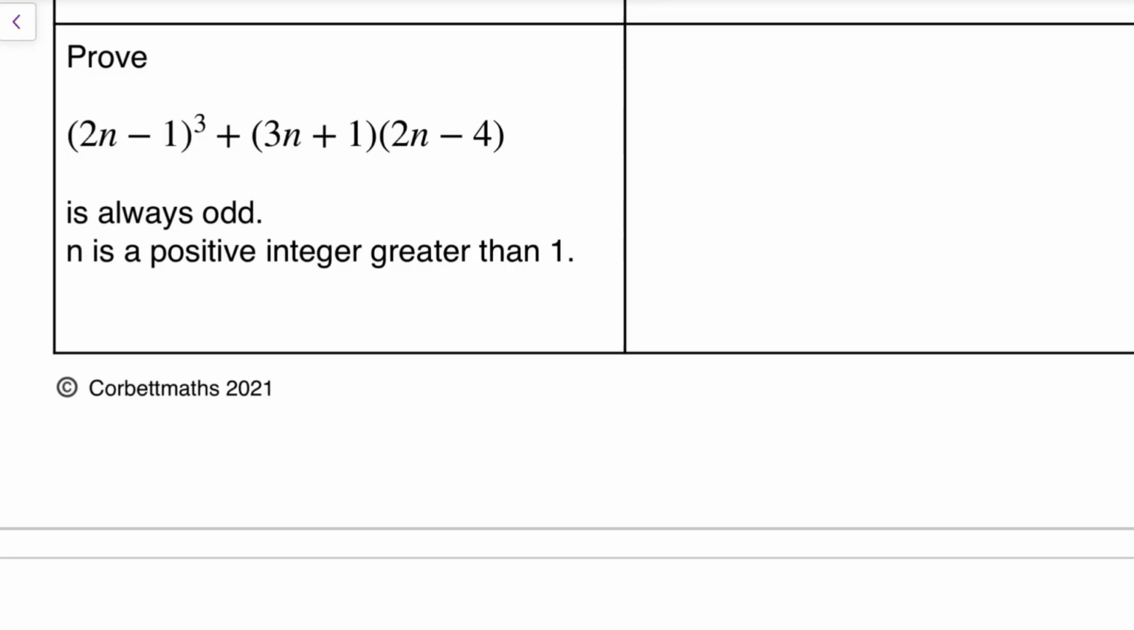Prove. Okay, so I need to prove that if I do something with these here, it's always odd. And n is a positive number greater than 1. Okay, let's just expand the algebra now. If you've seen my videos before, there is a sort of A-level way of doing this. So I'm just going to write down the expansion rather than you watch me do a whole expansion. So (2n minus 1) cubed is going to be 8n cubed minus 3 times 4, which is 12n squared, plus 3 times 2, which is 6n minus 1.